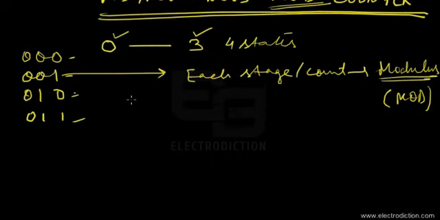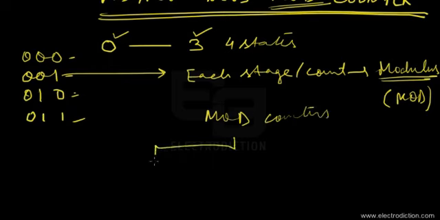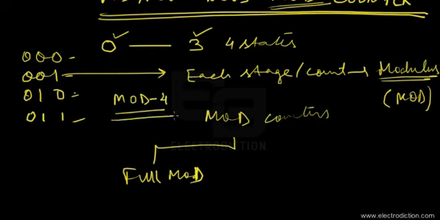So basically there are two types of mod counters. One type is known as a full mod counter. Let's say we talk about a mod 4 counter, then this means that the counter can pass through 4 stages. This counter that can count from state 0 to state 3 is a mod 4 counter.